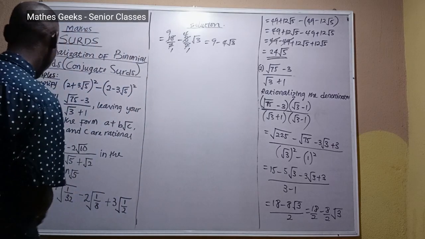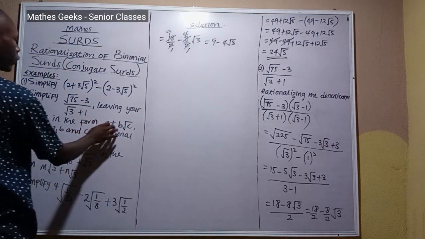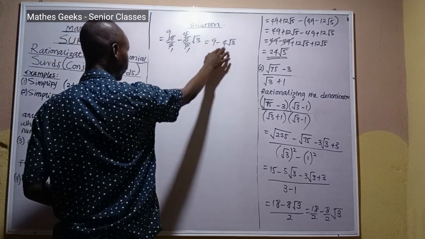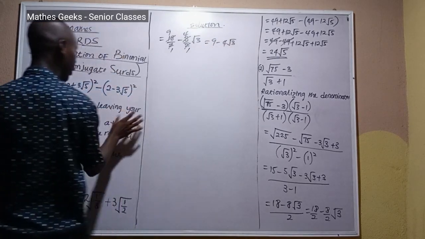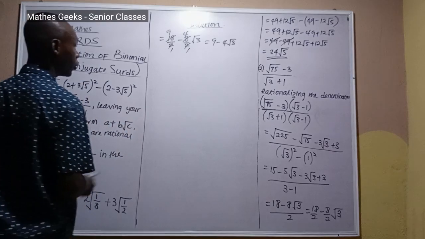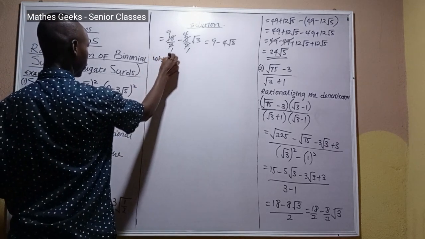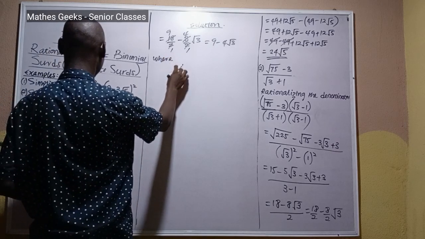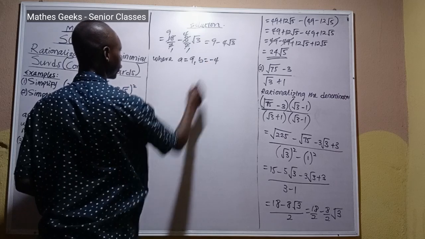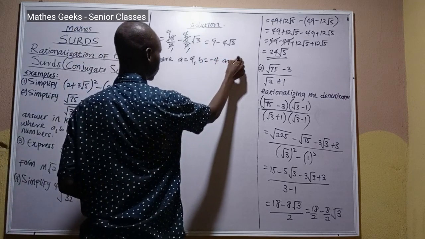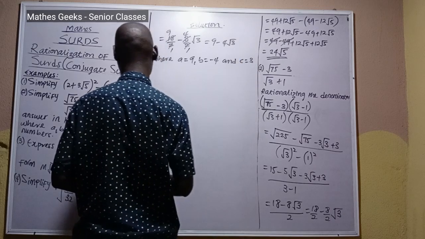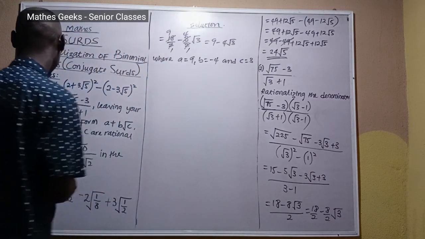So the question says we should leave our answer in the form a plus b root c. So of course this will give us 9 minus 4 root 3. So this is exactly in the form we're told to leave the answer in. So we say where a is equal to 9, b is equal to minus 4, and c is equal to 3. That's number 2.